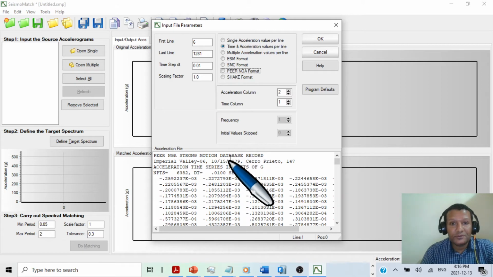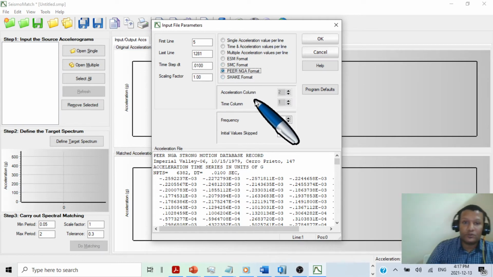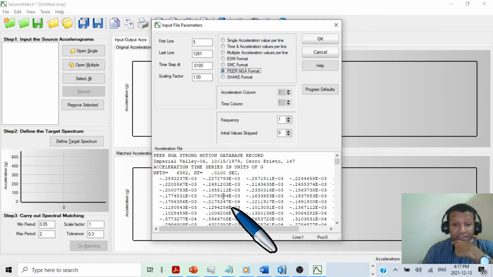Then you should feel this is the first line. Where is the first line for us? The first line is 1 2 3 4, but you can directly choose the PEER NGA format, no need to. So from here the first line starts from 5, 1 2 3 4 5, because this is our first line.